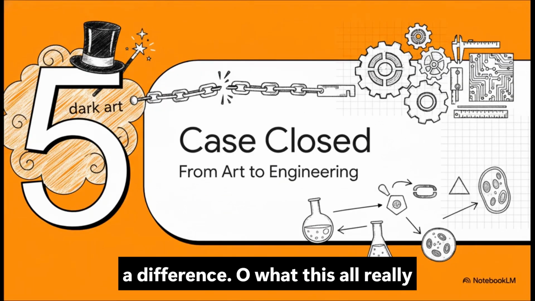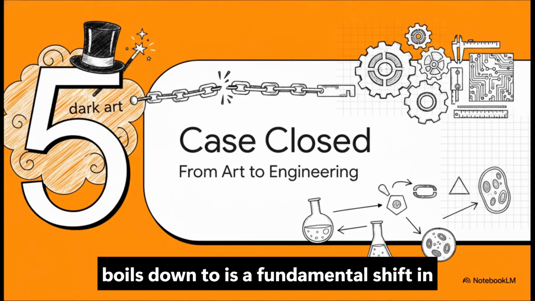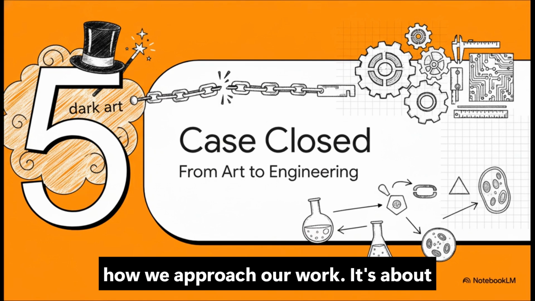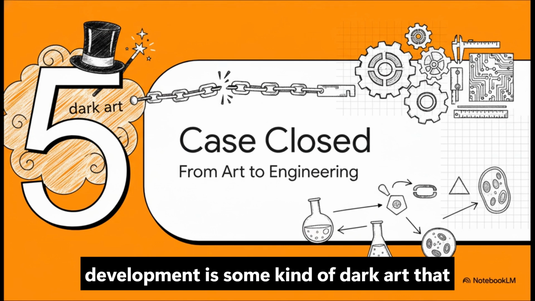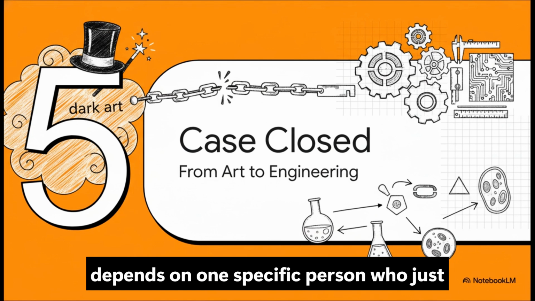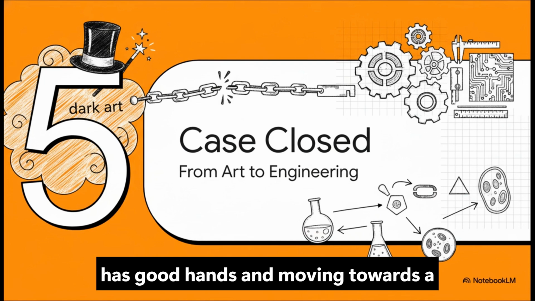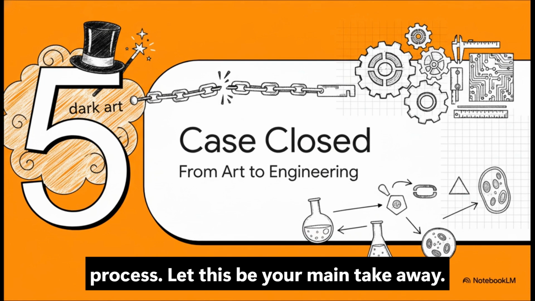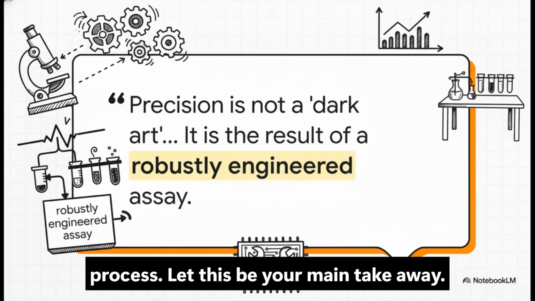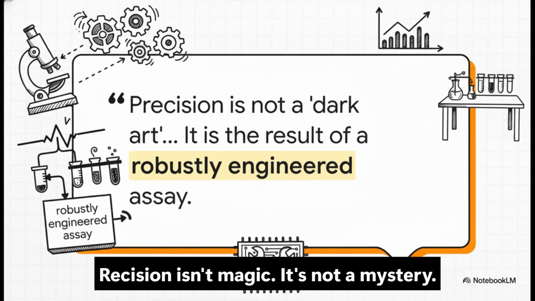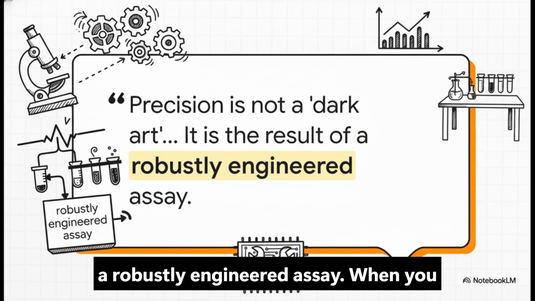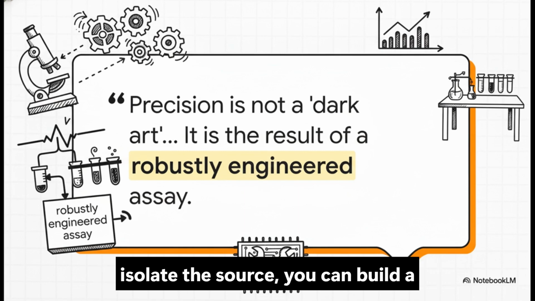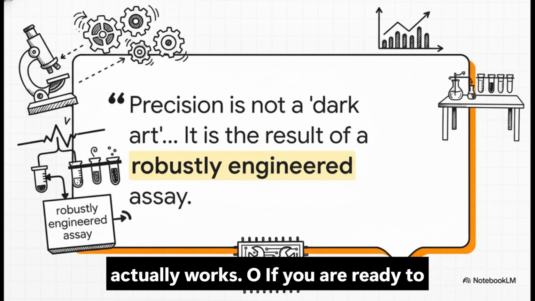So, what this all really boils down to is a fundamental shift in how we approach our work. It's about moving away from this idea that assay development is some kind of dark art that depends on one specific person who just has good hands, and moving towards a disciplined, repeatable engineering process. Let this be your main takeaway. Precision isn't magic. It's not a mystery. It is the direct, predictable outcome of a robustly engineered assay. When you systematically diagnose the noise and isolate the source, you can build a method that's rugged, reliable, and actually works.